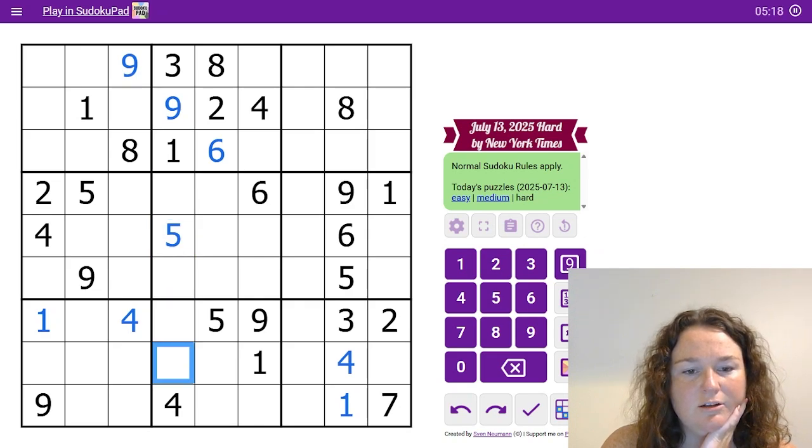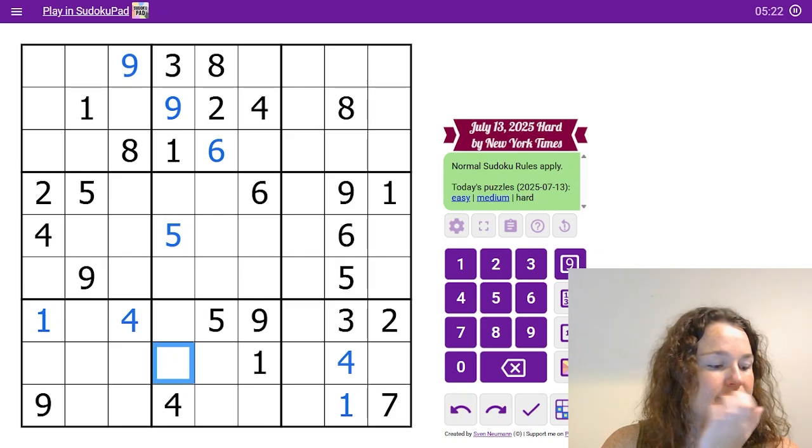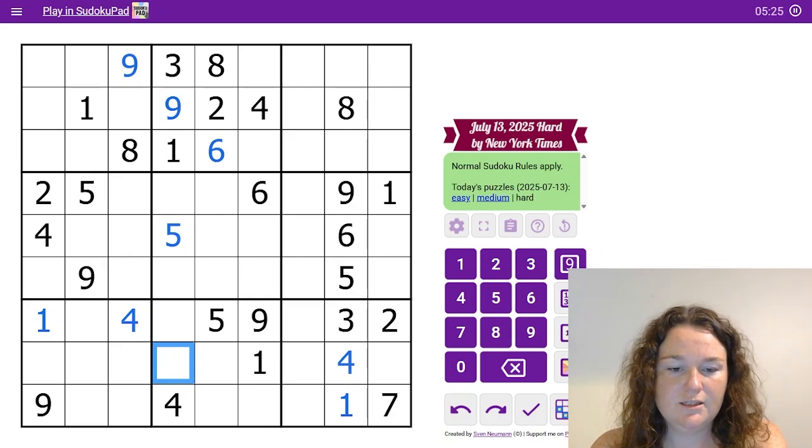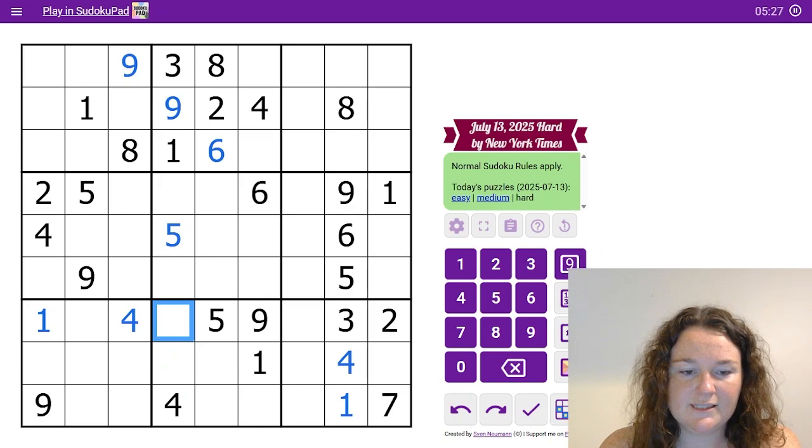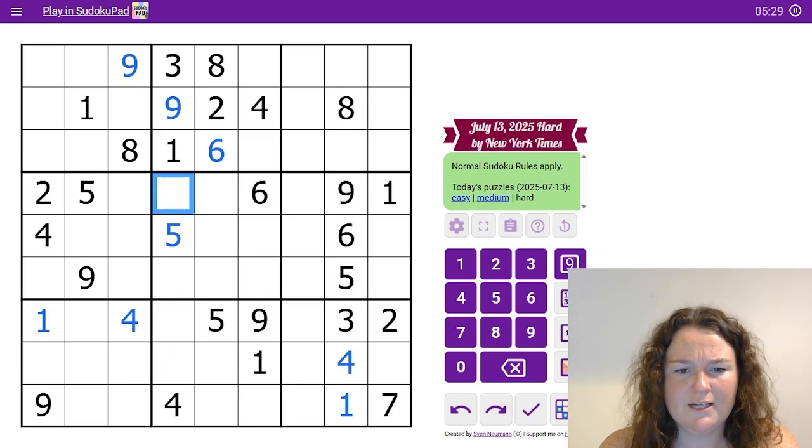What is this column? 2, 4, 7, 8. So this is, nope, 2, 6, 7, 8. This would be 2, 6, 7, 8, then 6, 7, 8, 2, 6, or 2, 7, 8, and 7, 8. So 6 goes here or here in this box.